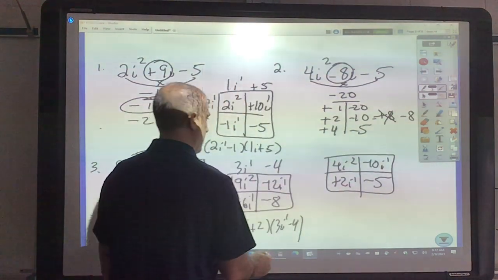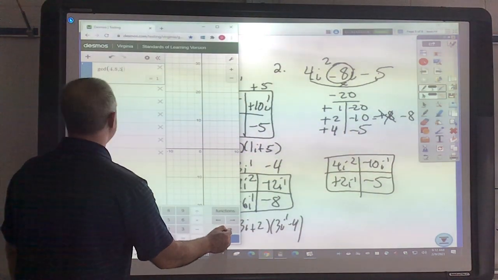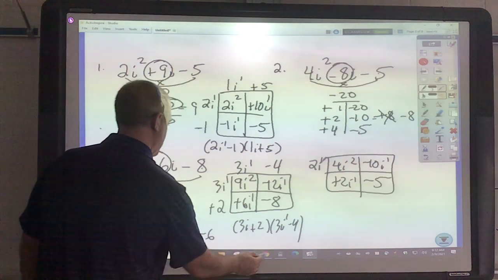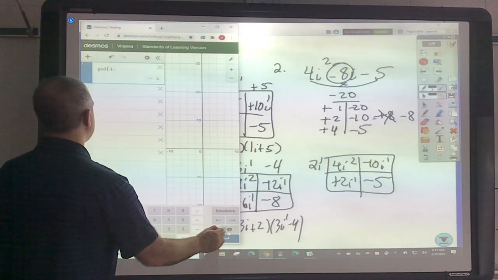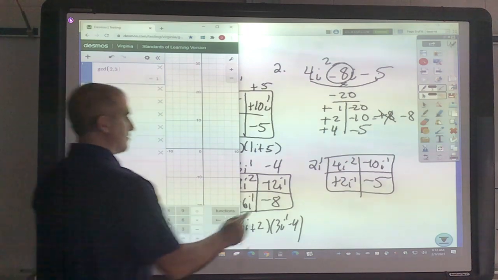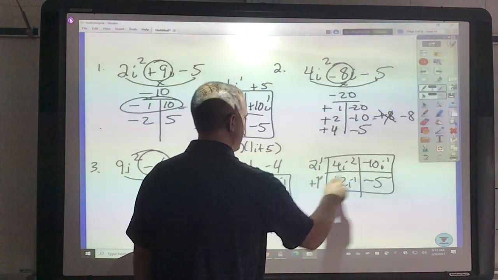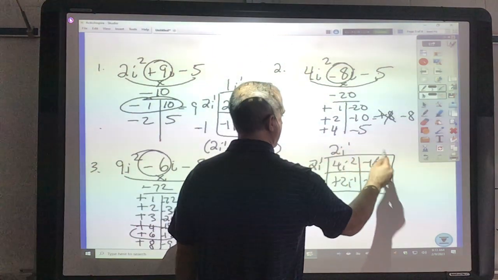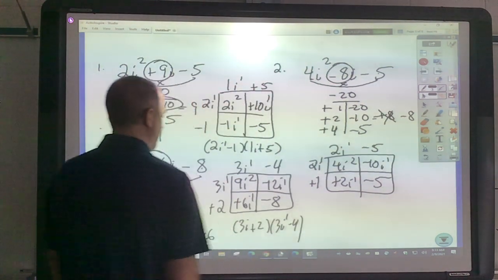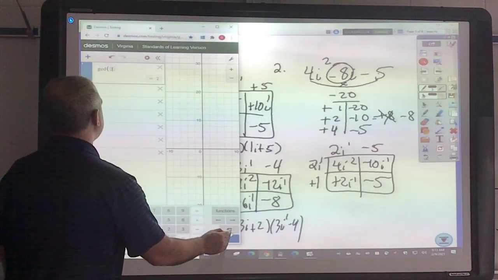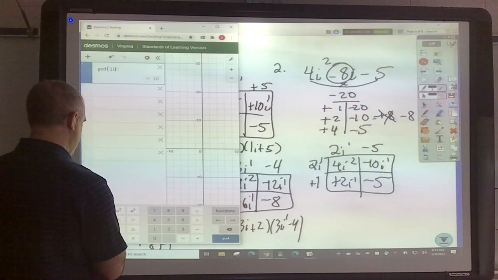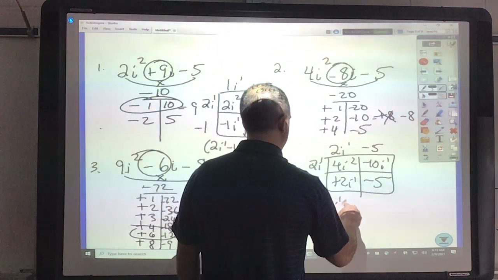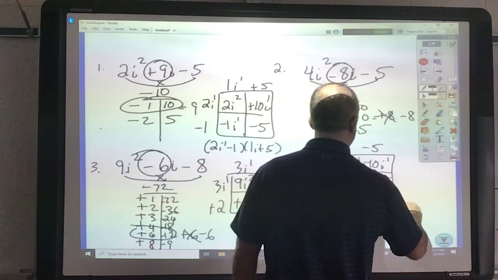GCF of that first row, 4 and negative 10, or 4 and 10, gives me 2i to the first. This next row, 2 and 5, gives me 1, a plus, and there's no i there. So 2 times this gives me 2i to the first. 2 times this would give me negative 5. If you didn't have good multiplication skills, you can use the GCFs: 10 and 5 would have given you the 5 as well. So I got 2i to the first plus 1, 2i to the first minus 5.